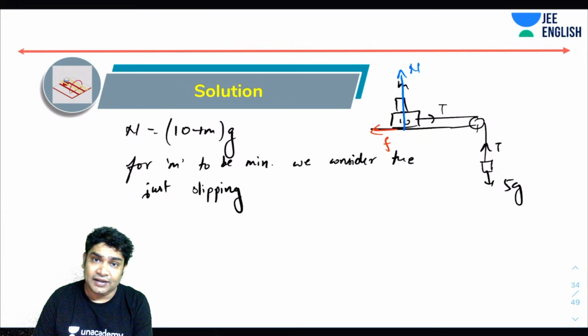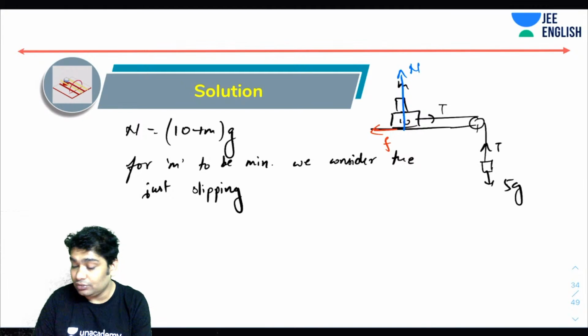So if the condition is of just slipping, then you already know what is the force of friction. Force of friction is limiting. I told you.